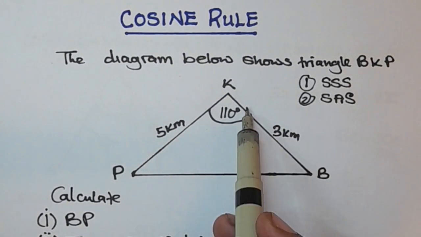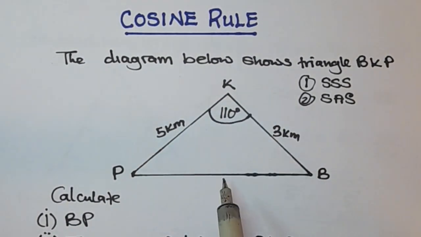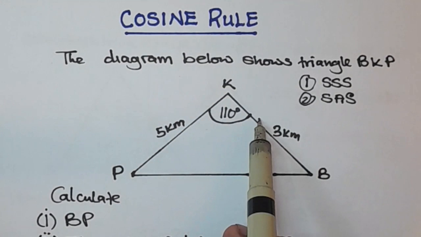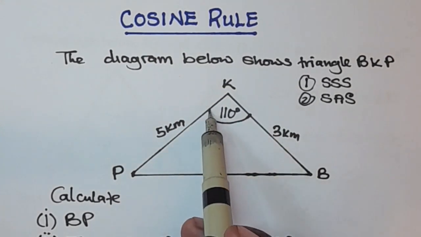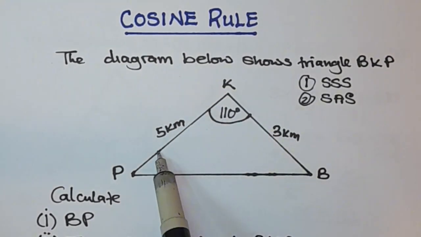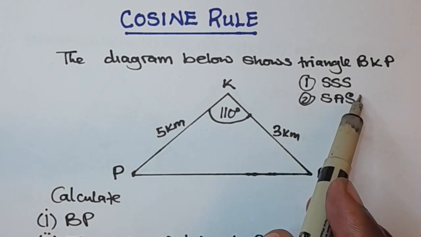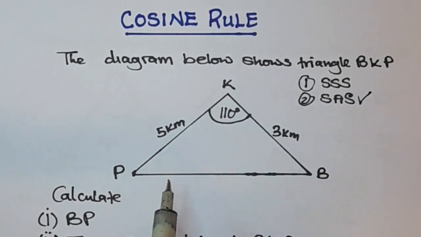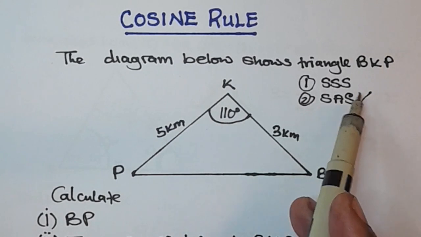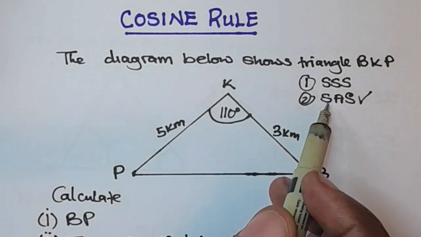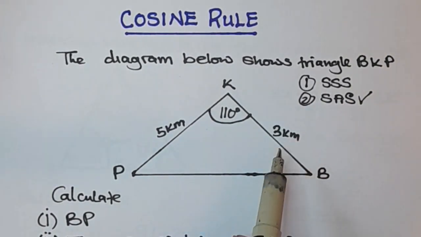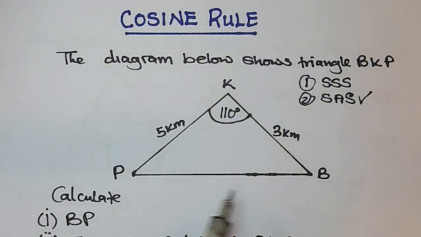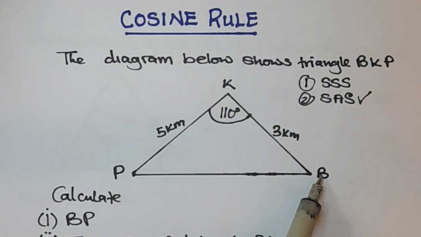Now, when you look at this problem, we have been given a side, then an angle, and another side. It means at the moment we have this situation here. Because we have this situation here, it allows us to use the cosine rule. Okay. So here's the question. They're saying calculate BP. So they want us to calculate BP.